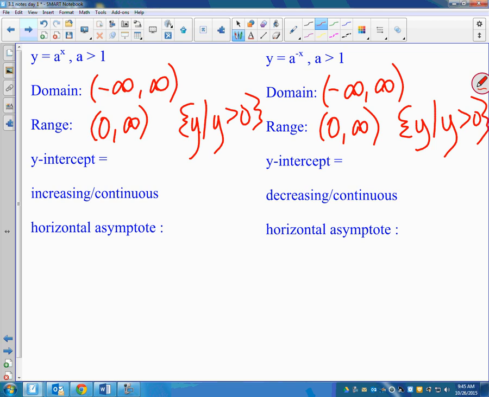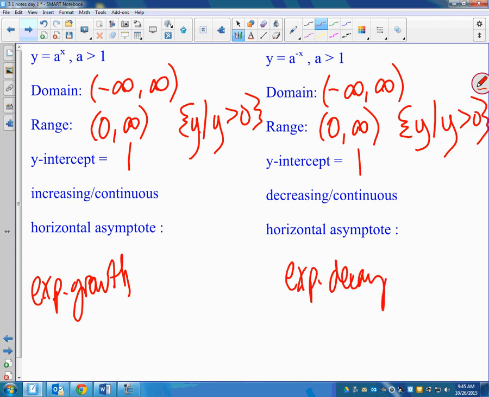The rest of these I think are the same, right? The y-intercept on both growth and decay. When you plug in 0 for x, anything to the 0 power is 1. So your y-intercept is 1. I filled this part in for you. Both of these are continuous functions, right? There's no vertical asymptotes. There's no breaks in it. They're continuous. But on a growth function, right, I'm going to write here, exponential growth, the function is increasing. On exponential decay, the function is decreasing.